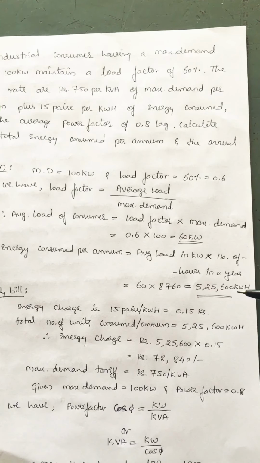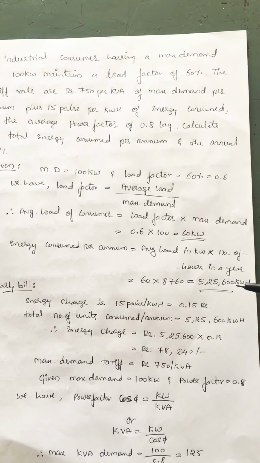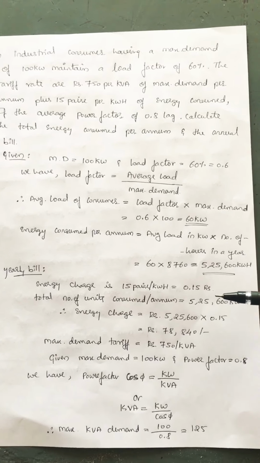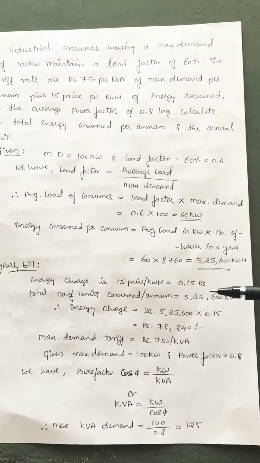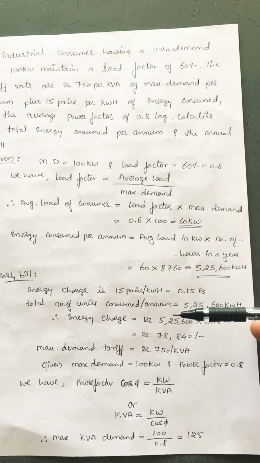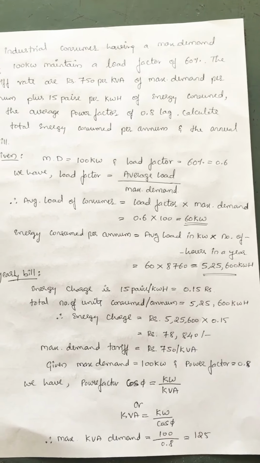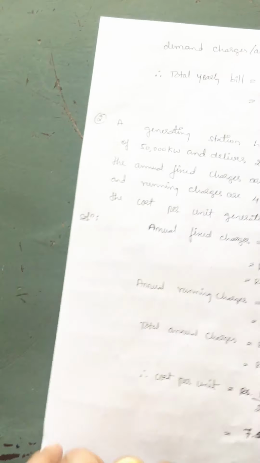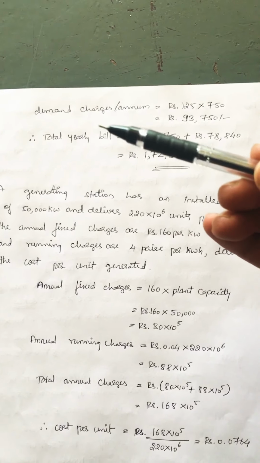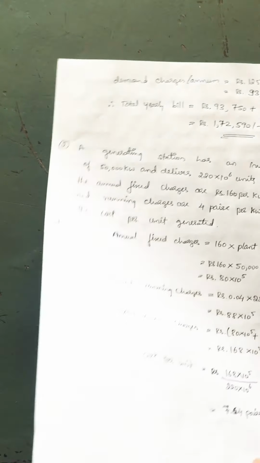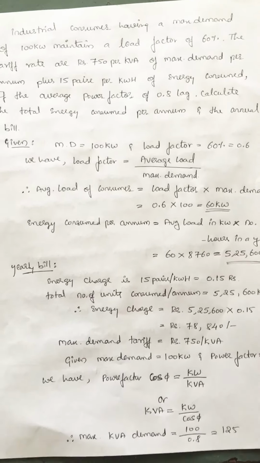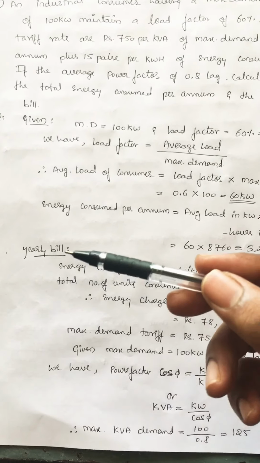Once we obtain this, next we go for calculating the bill. What is the annual bill? In case of the bill, we have two types of charges: one is the energy charge, and another one is the demand charge. In order to find the total yearly bill, first we have to find the energy charge for the energy consumed, as well as the demand charge. Then only we can find the yearly bill.